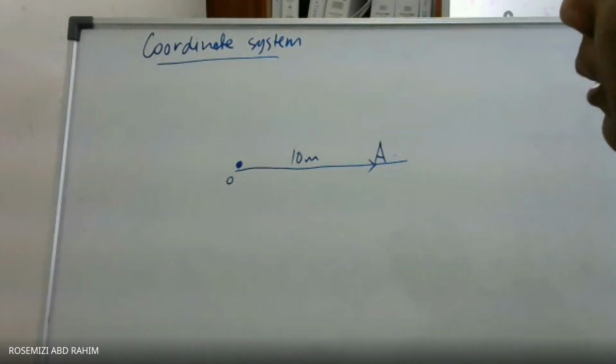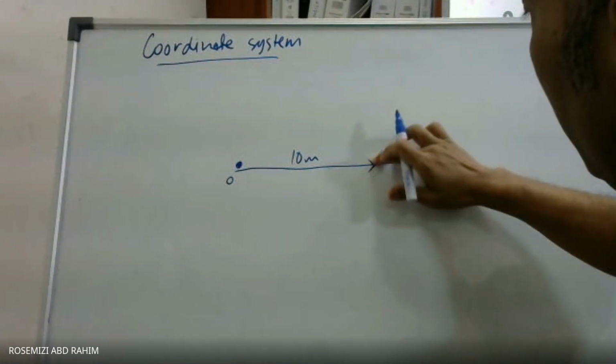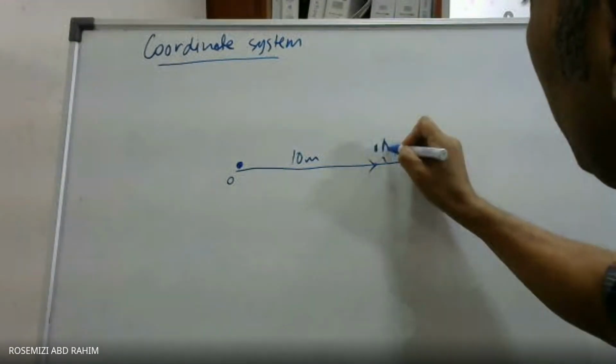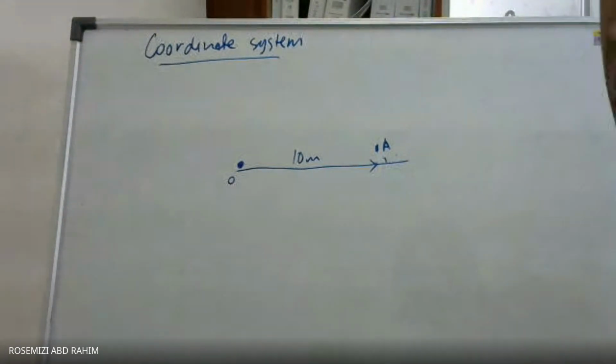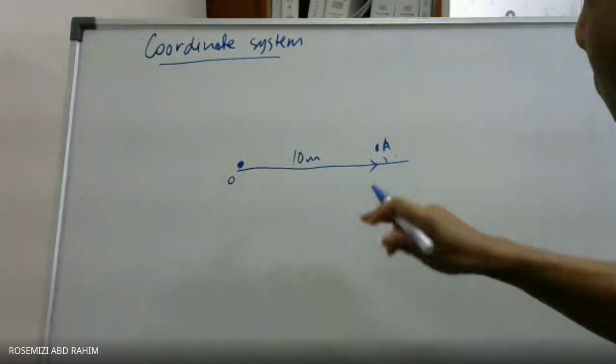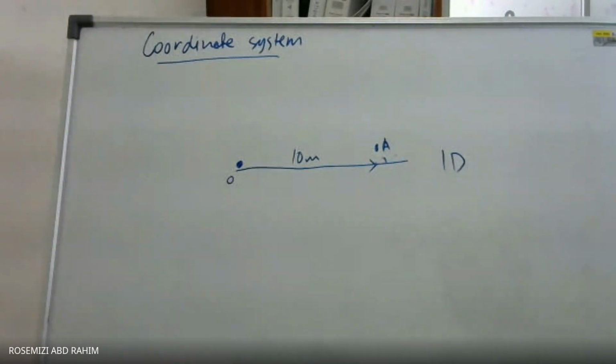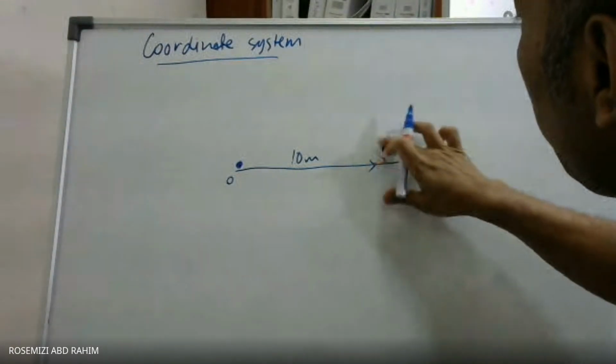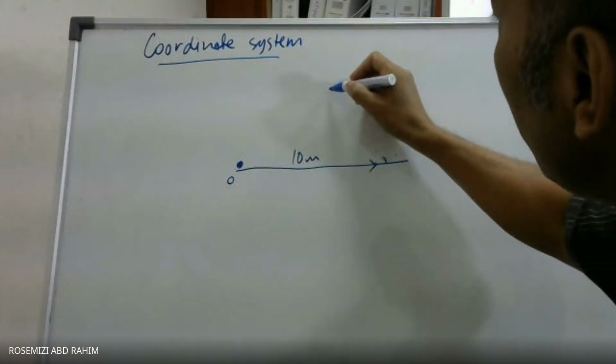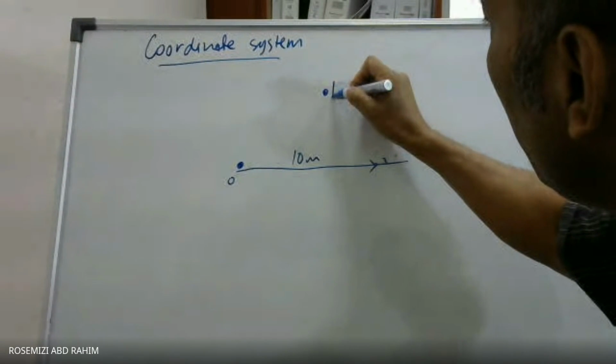A point is here. A point 10 meter. This one we call 1D, one dimension. Okay, let's say we move point A to here.